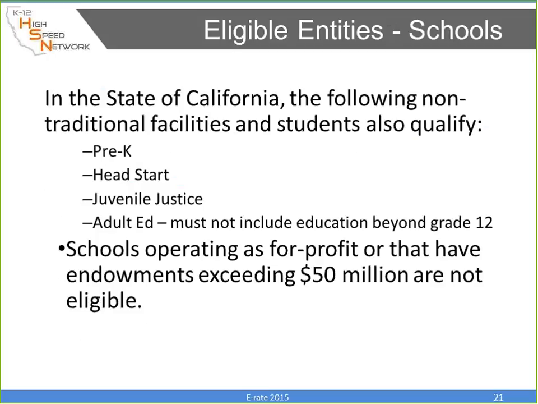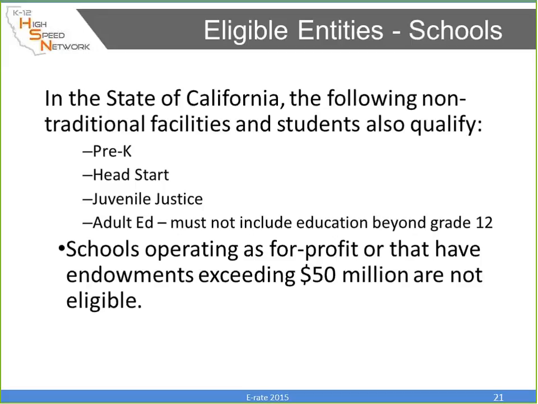Now what gets interesting is each state then defines what they call a school. And California gets to benefit by their own definition because it allows the pre-K, Head Start, juvenile justice, and adult ed to qualify. Now you'll notice it says adult ed cannot include education beyond grade 12. What exactly does that mean? Adult ed is supposed to get your GED, right?